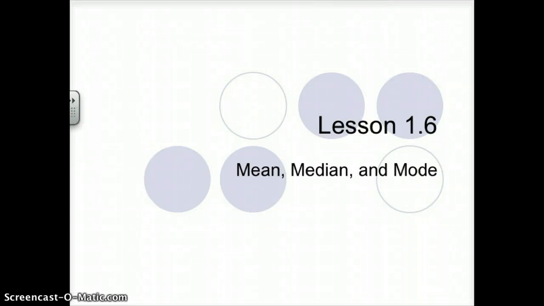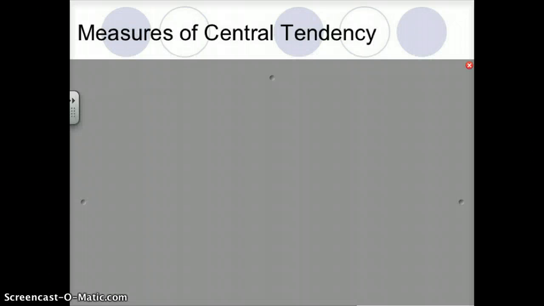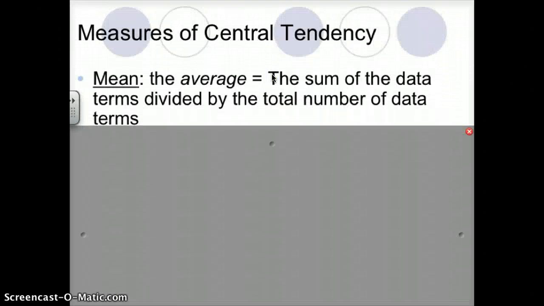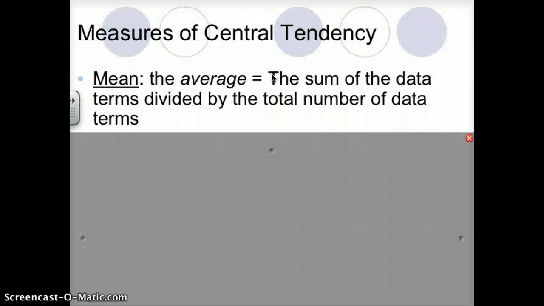Okay, I hope you're ready for the final lesson of this chapter. Today we'll be talking about mean, median, and mode, and also range. Mean, median, and mode are all called measures of central tendency because they tell you the center, or what the data tends to center around. I'm not going to spend a lot of time on these definitions because you have heard them before.